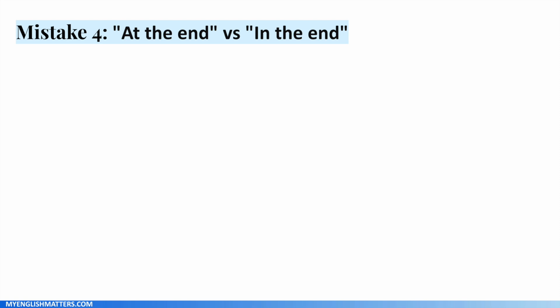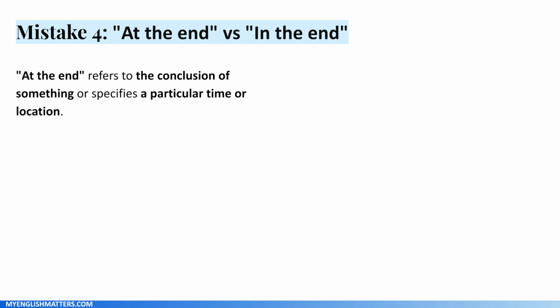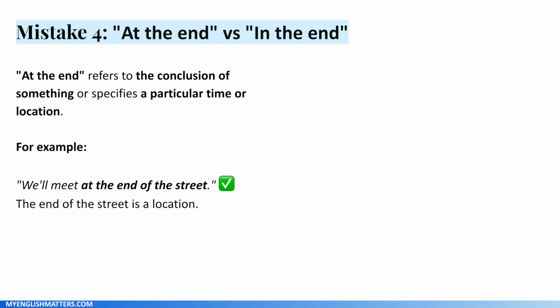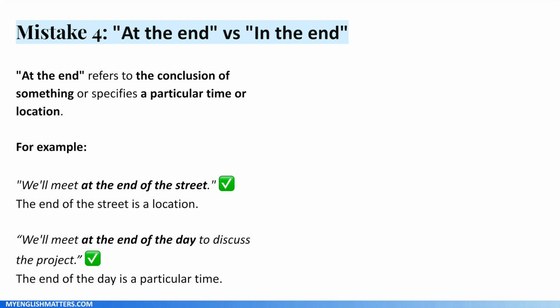Common mistake number 4, at the end versus in the end. So the phrase at the end and in the end have different meanings and usage. We use at the end when referring to the conclusion of something or specifying a particular time or location. For example, we'll meet at the end of the street. The end of the street is a location. We'll meet at the end of the day to discuss the project. The end of the day is a particular time. So for both these sentences, we say at the end.